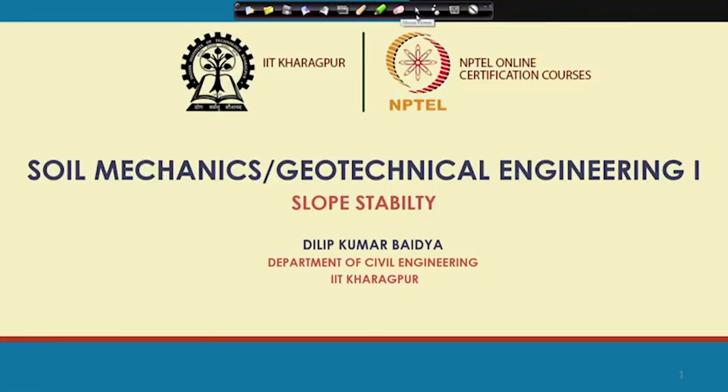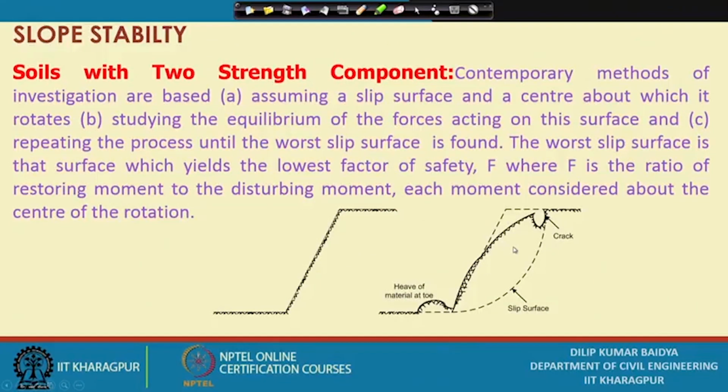So, let me continue with the slope stability, the other aspects. We have considered so far only granular soil, where there is only one shear component, friction. There can be only cohesion, or both cohesion and friction. So, I will take up next the soils with two components.